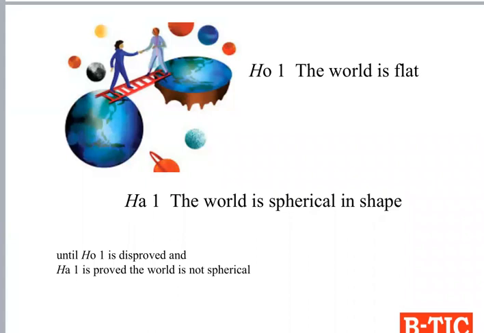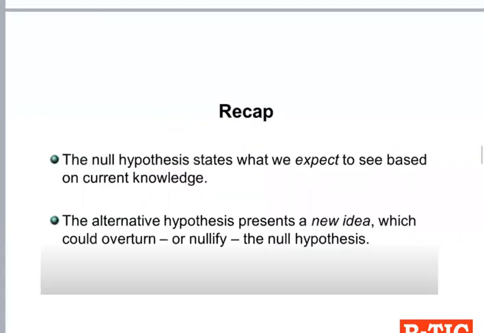And let me come again to recap what I said. The null hypothesis states what we expect to see based on our current knowledge. Okay. And you have to disprove that. The alternative is the present new idea. Okay. So the null is what we know. The world is flat. That's what we know. The new fresh idea is the world is spherical. So if you want to do this, you have to establish both. You have to nullify the previous knowledge and you have to establish the new knowledge so that you can convince the world to believe that the world is spherical in shape. So this is the basic of your hypothesis.